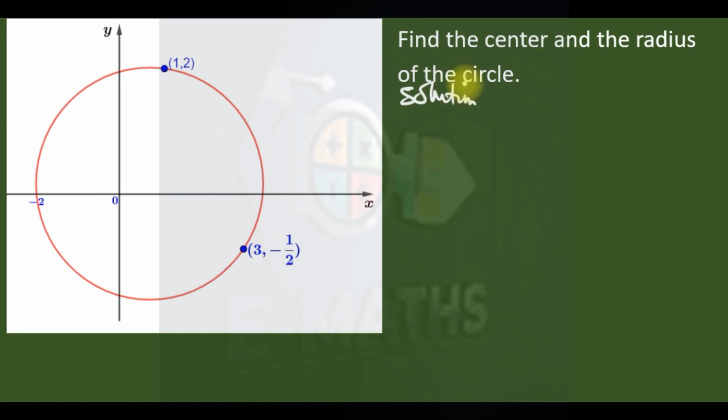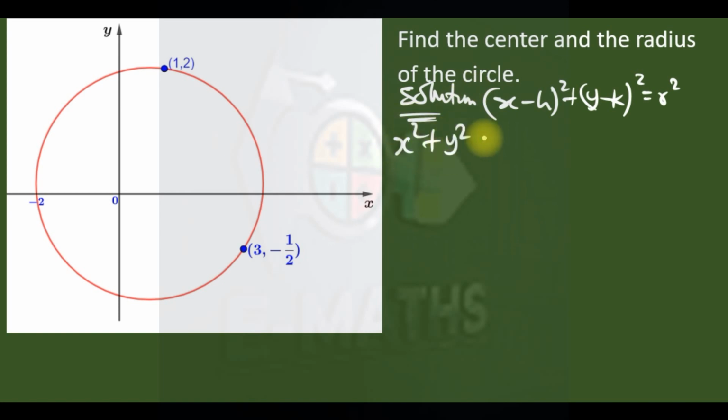So if you know the center, that's it. But here we are not given the center and we are not given the radius. So we use the general equation, which is x squared plus y squared plus ax plus by plus c equal to 0, where a, b, and c are constants. So that's what we are going to use. And we have 3 points. So we use this to get the general equation.